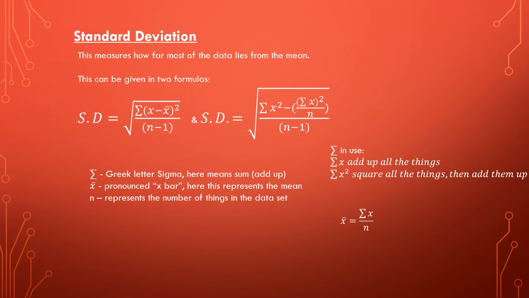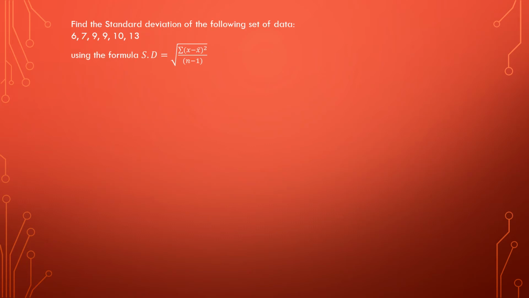An important little reminder: when we want to find the mean, all we're doing is adding up all the things in our data and dividing by how many there were. So thinking about our new notation, if we ask you to find the sum of x divided by n, we're asking you to add up all the things that are there and divide by how many things there were. That is the notation that we can sometimes see referring to the mean. So moving on then, let's have a look at an actual example.